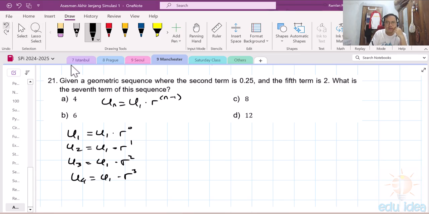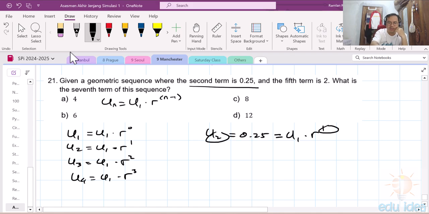Now, again, using this concept, we know that the second term is 0.25, so that will be u2. Second term equals 0.25, and this is equal to the first term multiplied by r to the power of 1, right? Because I know that this one over here, if this is 2, the power is going to be 1.